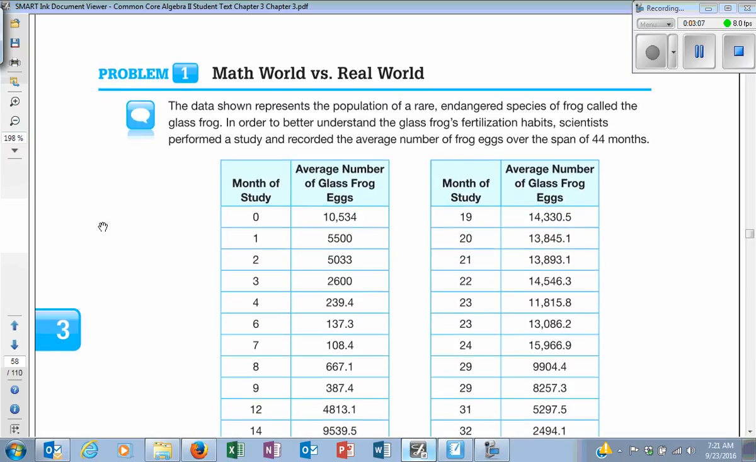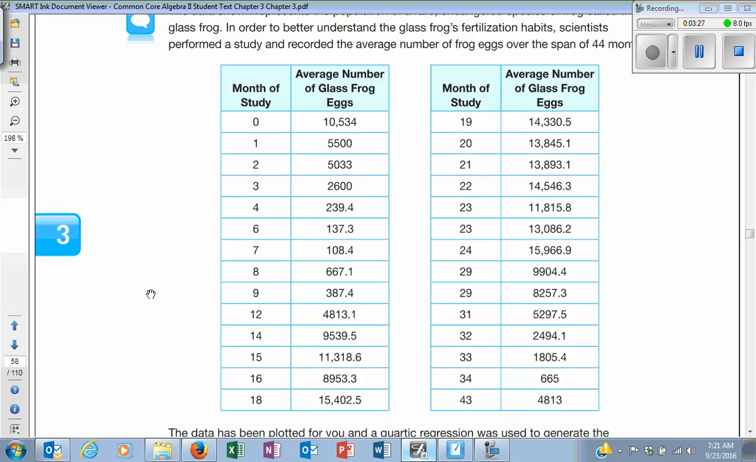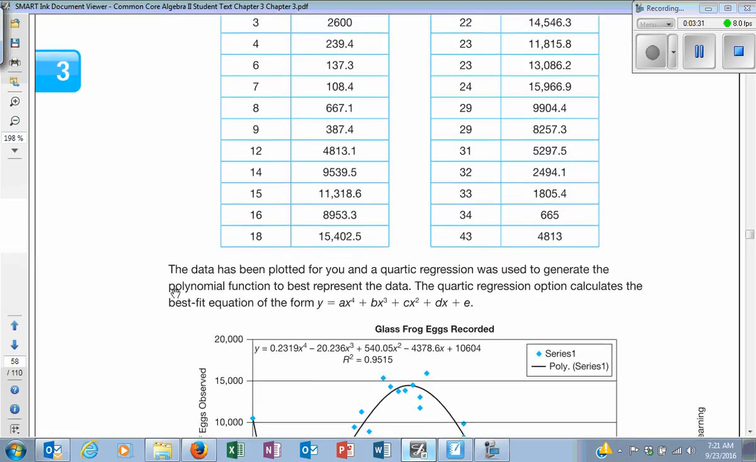All right. So this data represents the population of a rare and dangerous frog. Kind of like what I look like. In order to better understand the glass frog's fertilization habits, scientists have performed a study to record the average number of frog eggs over a span of 44 months. So here we go. This is all their data. With me. This is all their data.